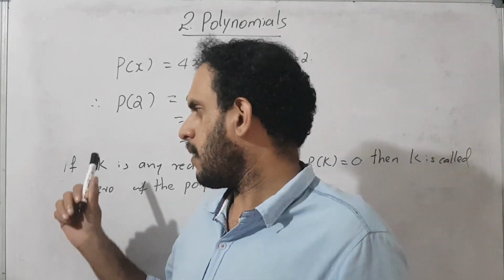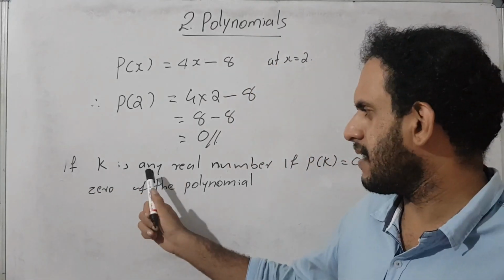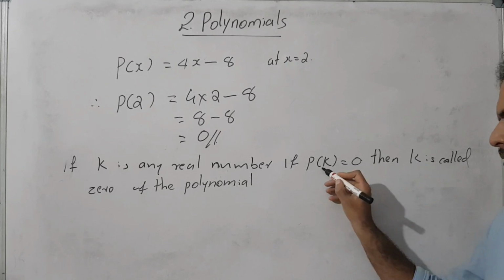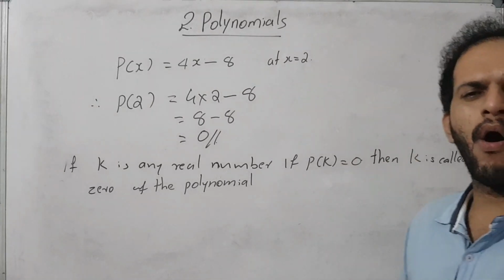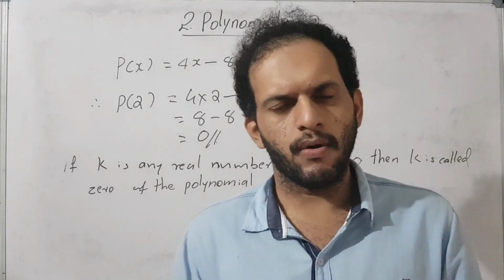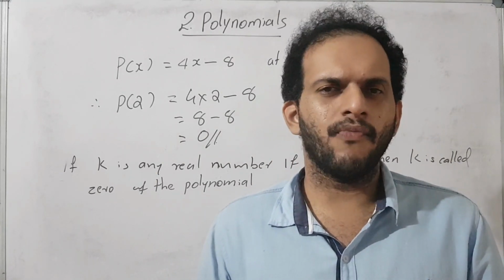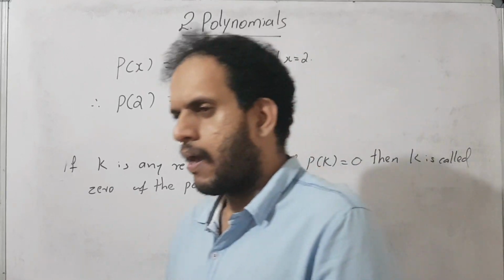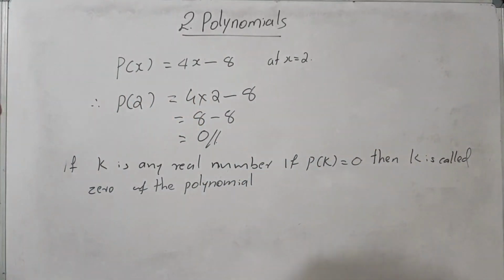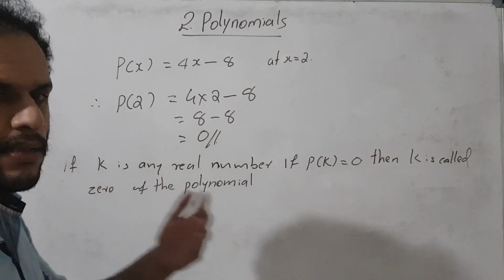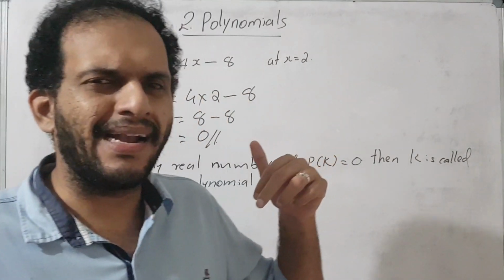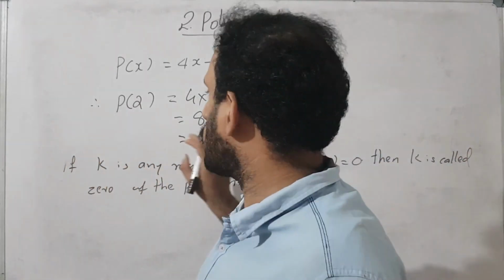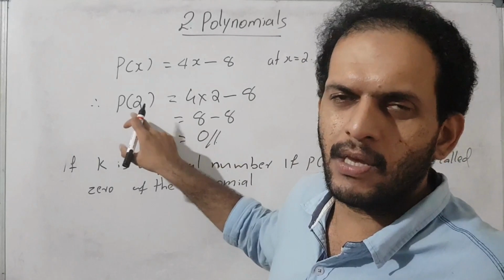Okay, for example, if we generalize, if k is any real number, if p of k is equal to 0, then k is called 0 of the polynomial or solution of the polynomial. This also we discussed last year. Correct? So, how do we find the 0 of the polynomial? Do you remember? This is the idea to check the number is a 0 or not. If we get the value is equal to 0, then we conclude it is a 0 of the polynomial.